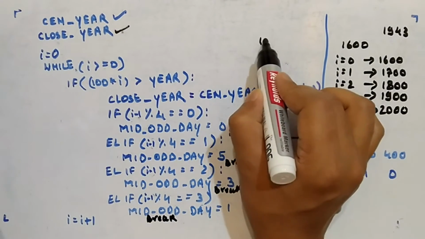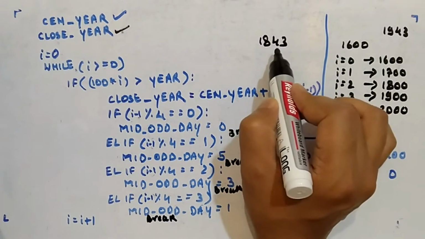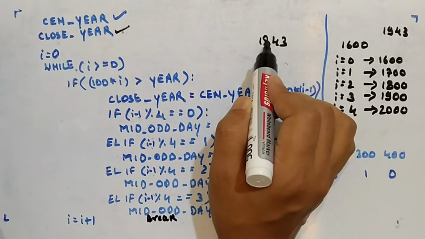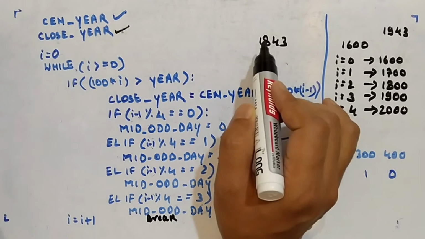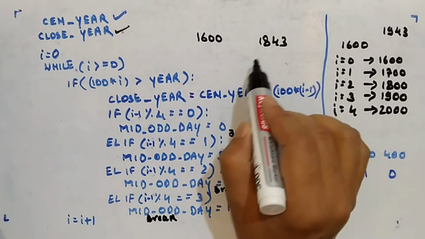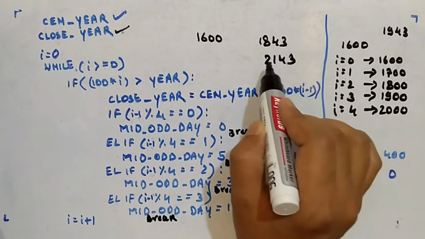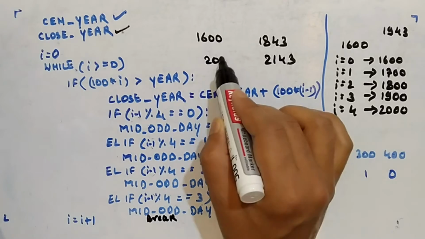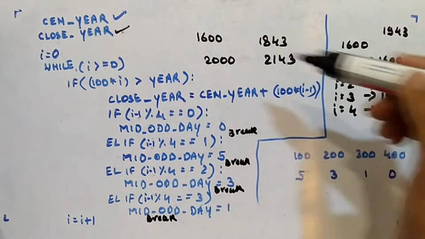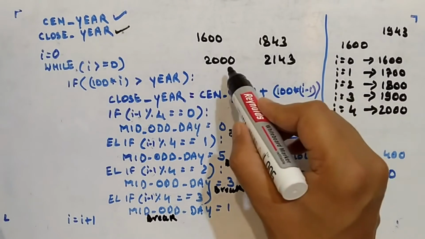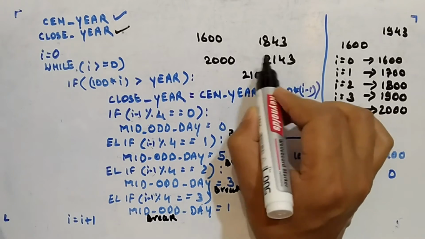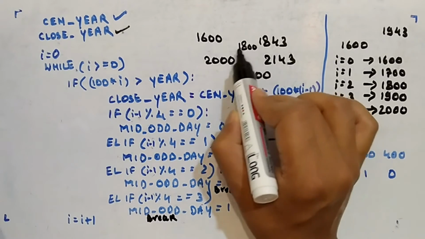So let's say you are given 1843 here. What is the first step? It will find the closest century year to this, which will have 0 odd days. So 1600 is the closest one. If I have, let's say, 2143, then the closest century year will be 2000, which will have 0 odd days. So this is the first step. Then the second step is the closest year. So the closest year will be 2100 for this one and 1800 for this one.